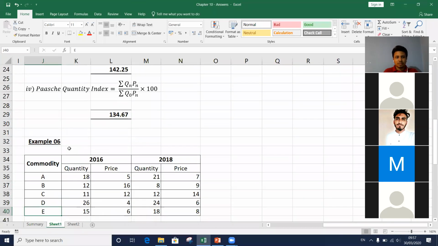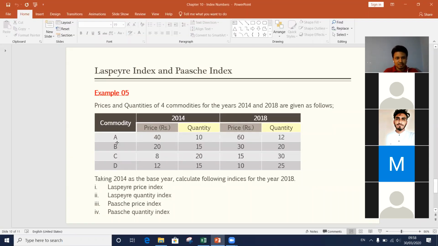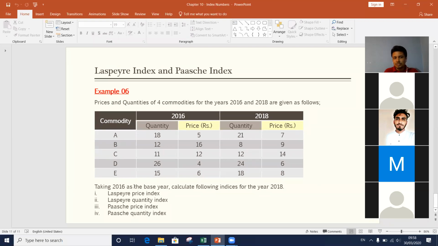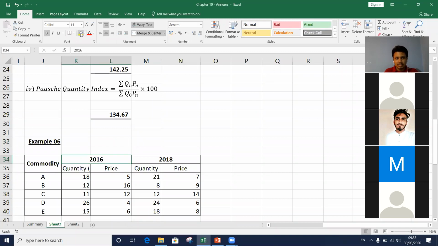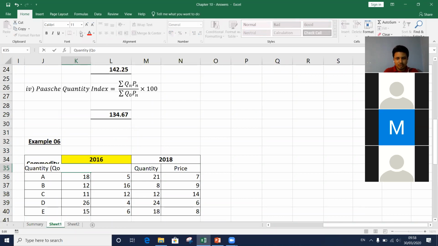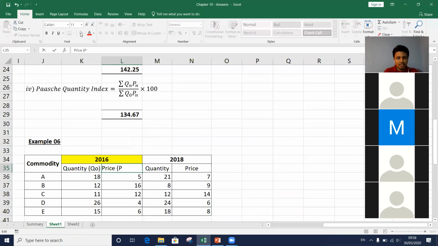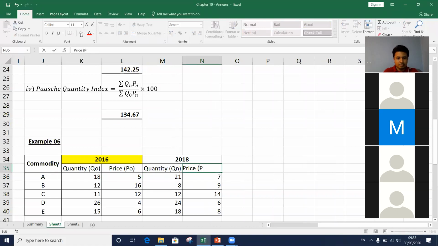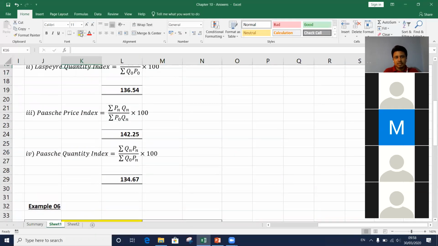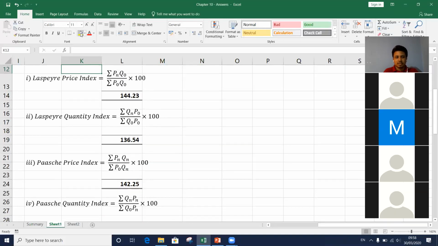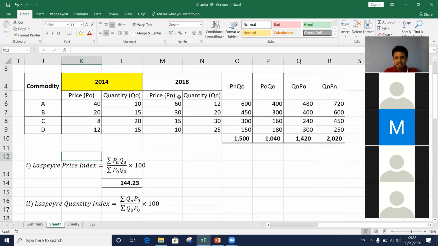Example number 2, you can do at home. For an example, if I want to rename this column, what name can I give? You need to see the question. Example number 6, what is the base year? Taking 2016 as the base year, this is our base year. This is the Q naught column, and this is our P naught column. This should be our current year quantities, the Qn column, and this is our Pn column. That is the only difference. The rest is the same as before. Laspeyres price index, quantity index, and you need to calculate the Paasche price index and Paasche quantity index. Clear?